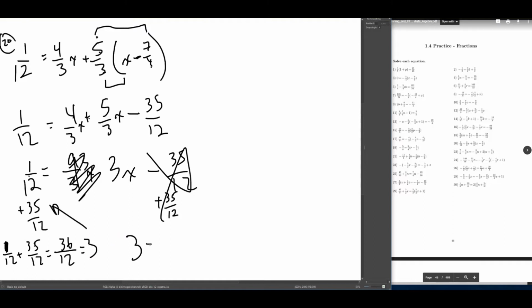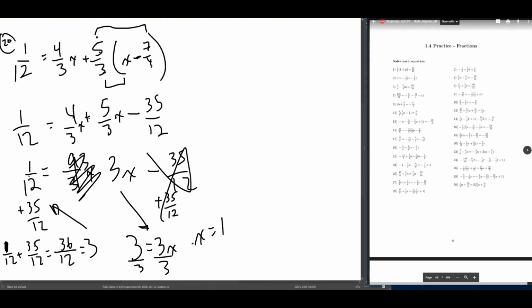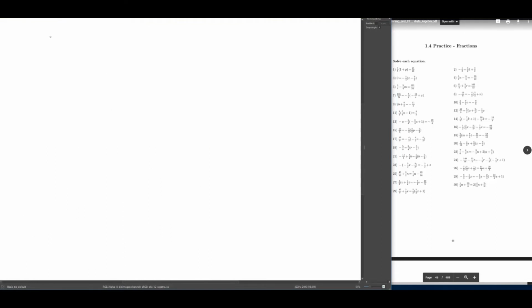So we have here 3 equals 3 over x. If we divide both sides by 3, I get x equals 1. Really? Is that the answer? Yes, it's 1. Number 1. Isn't that awesome? All right. Moving along. We are moving along top speed.